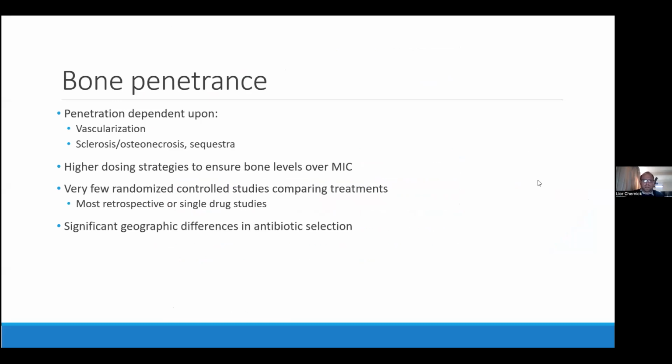So penetrance of antibiotics into bone, or anything into bone for that matter, is dependent on vascularization of the bone. So it depends on the bone itself anatomically and the compartment of the bone, and the presence of disease, sclerosis, osteonecrosis, or sequestrum formation within that bone. It was thought that you would need high dosing strategies to ensure bone levels that would be over the MIC, but there's actually very little in the way of randomized data comparing treatments. Essentially, we've got a lot of retrospective or single drug studies and a lot of geographic differences dependent on antibiotics available in a certain location.